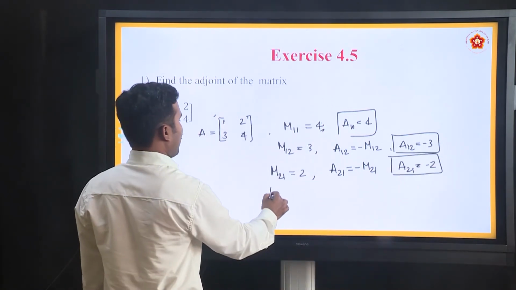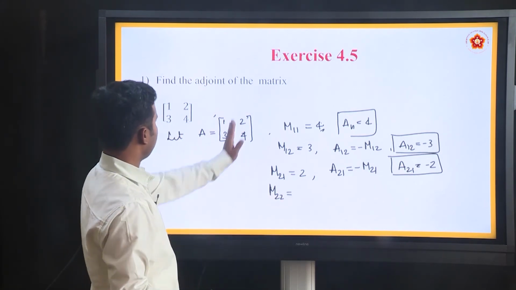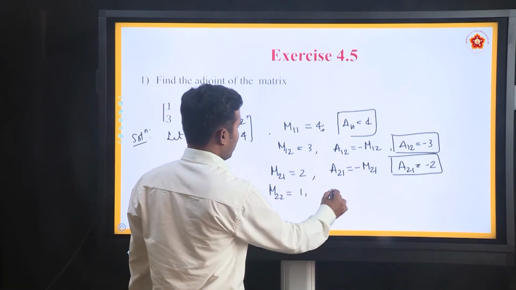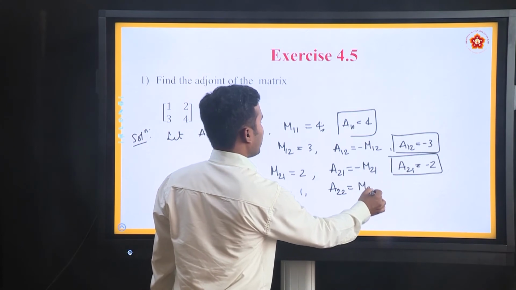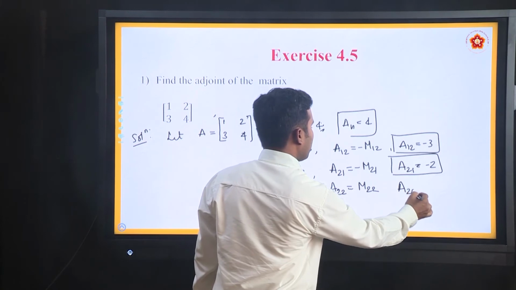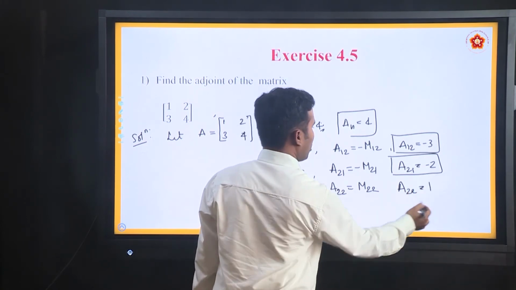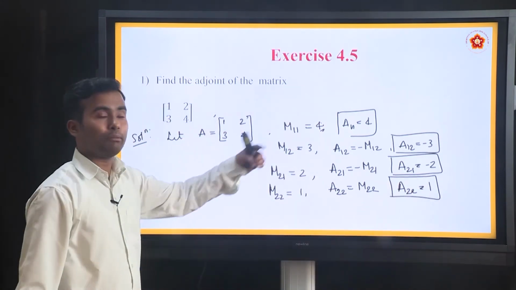Similarly, M22, second row, second column. Delete this. So we left 1. What is A22? A22 is nothing but M22. What is M22? 1. See, these are the elements of the cofactor matrix.